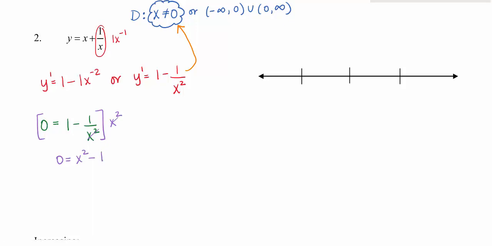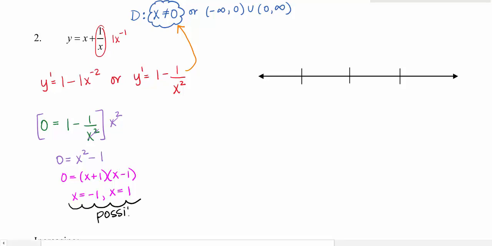I like to show this factored, but this is entirely up to you. That is a difference of squares, so it factors into its 2 conjugates. And again, go as fast or as slow through that solving as you need. You can pause at any time. Okay, so again, I want to make it very clear, these are possible turning points or possible relative extrema.